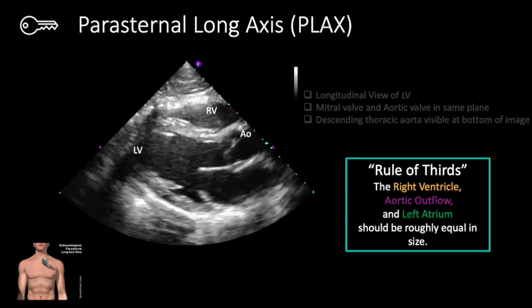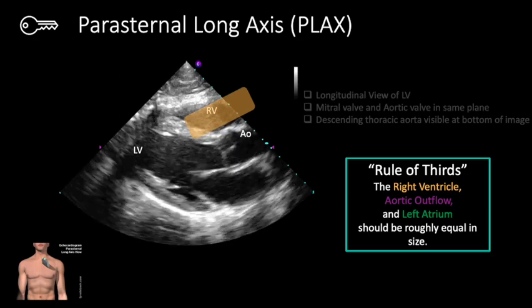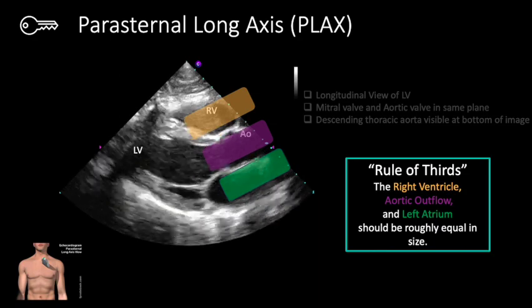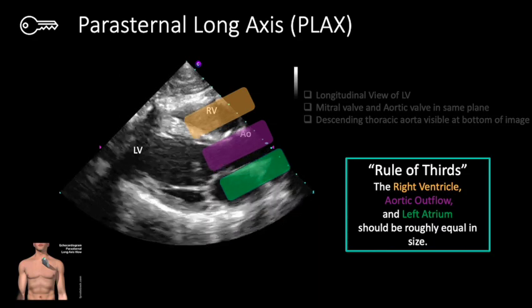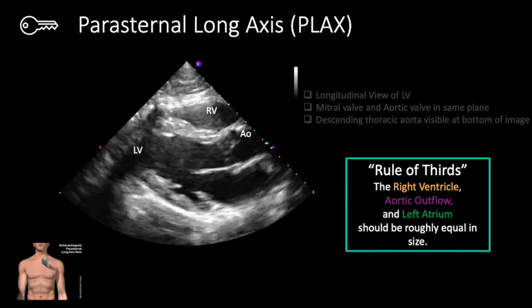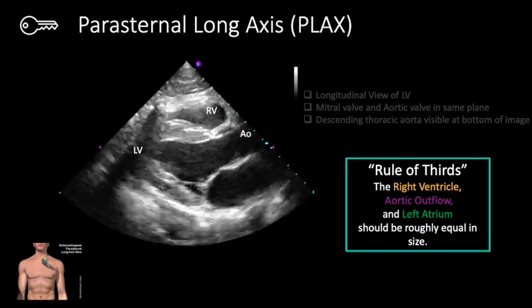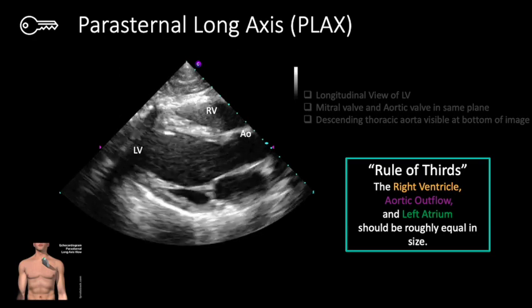So here I can highlight the right ventricle in yellow, the aortic outflow tract in purple, and the left atrium in green. And as you can see, they're all roughly the same size. This helps us know that the right ventricle is not massively dilated because it does not violate this rule of thirds.